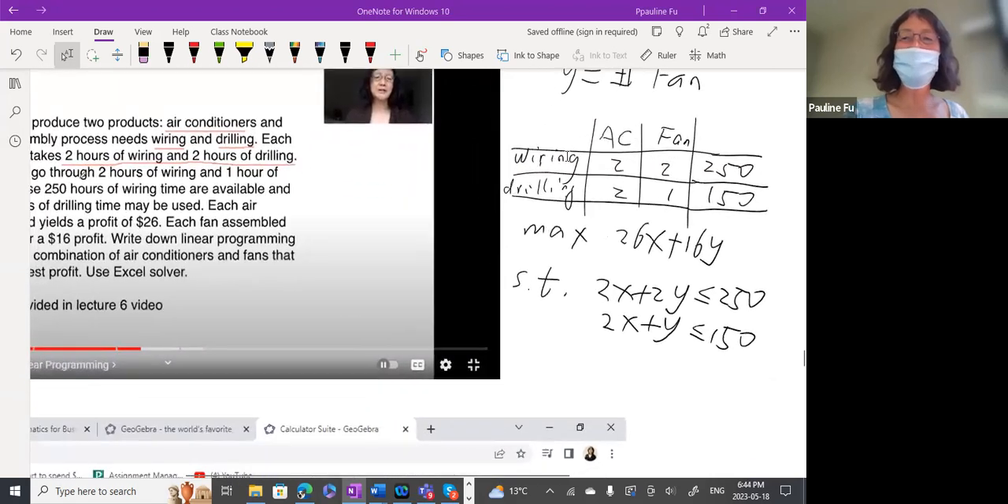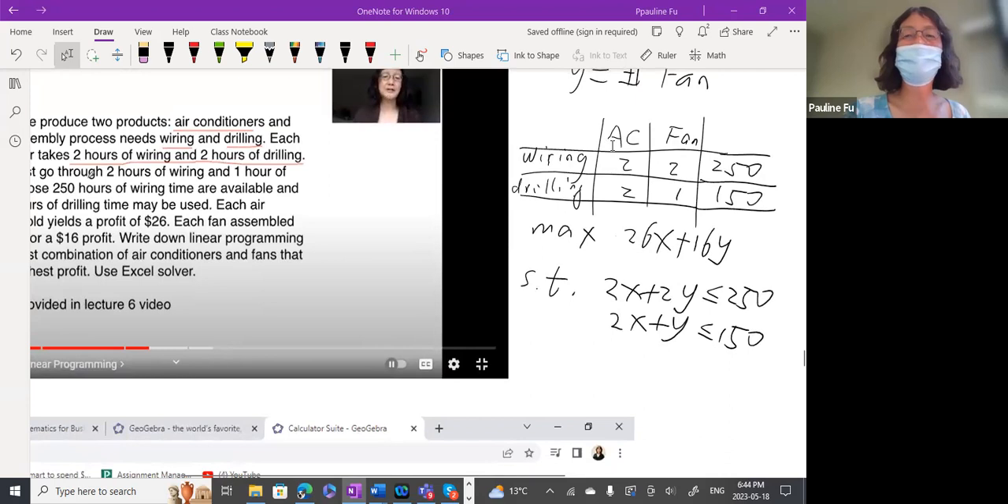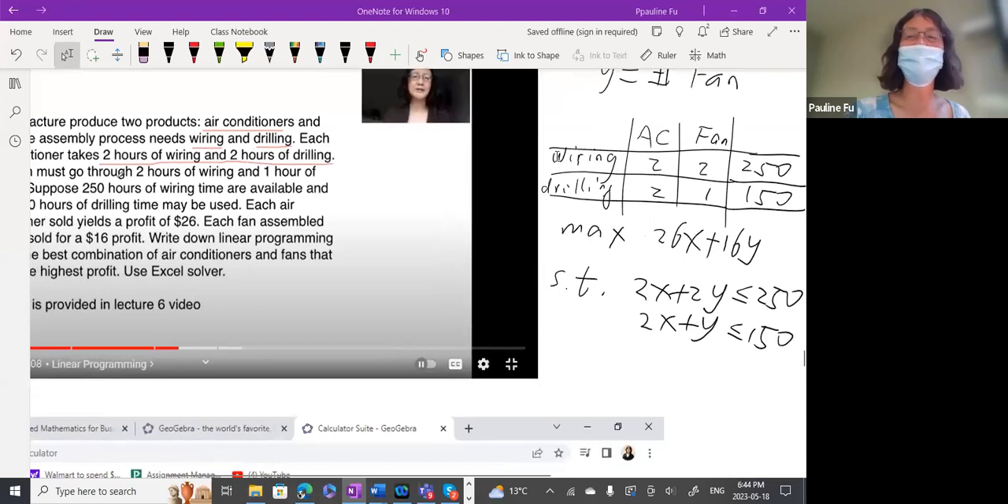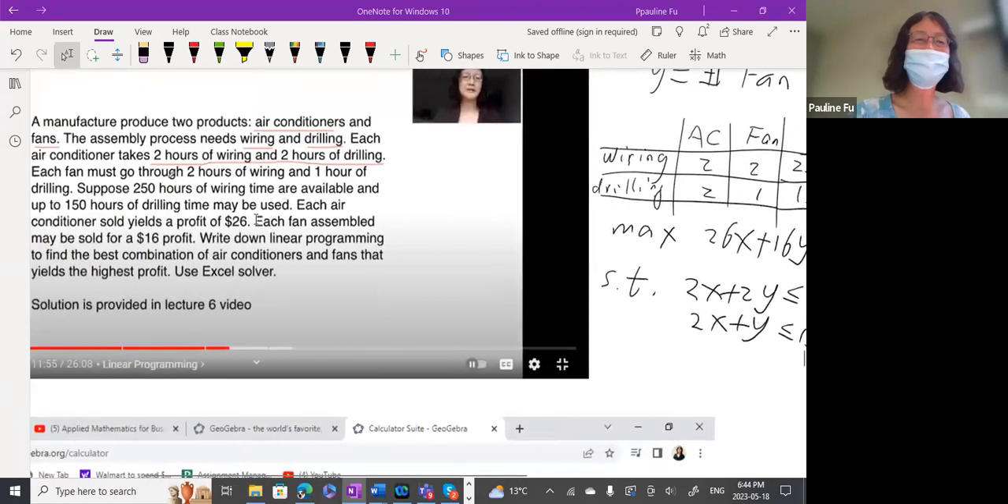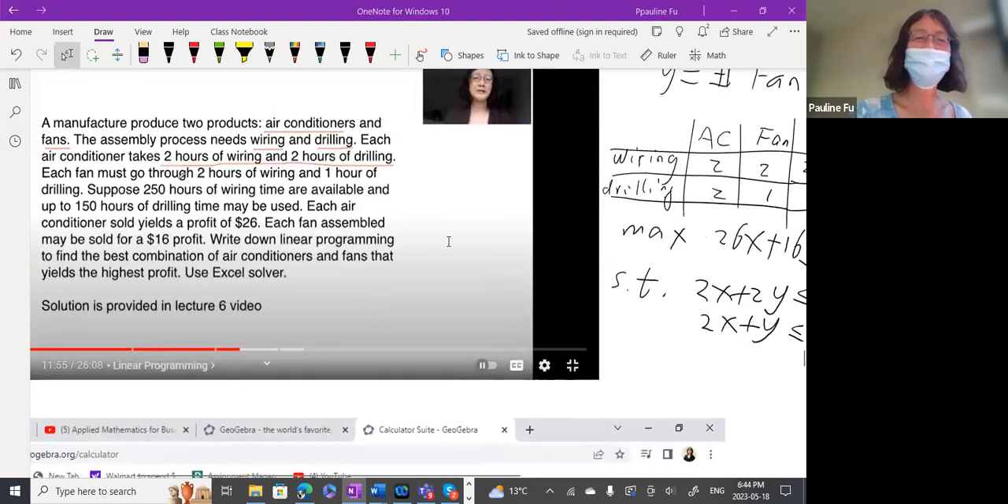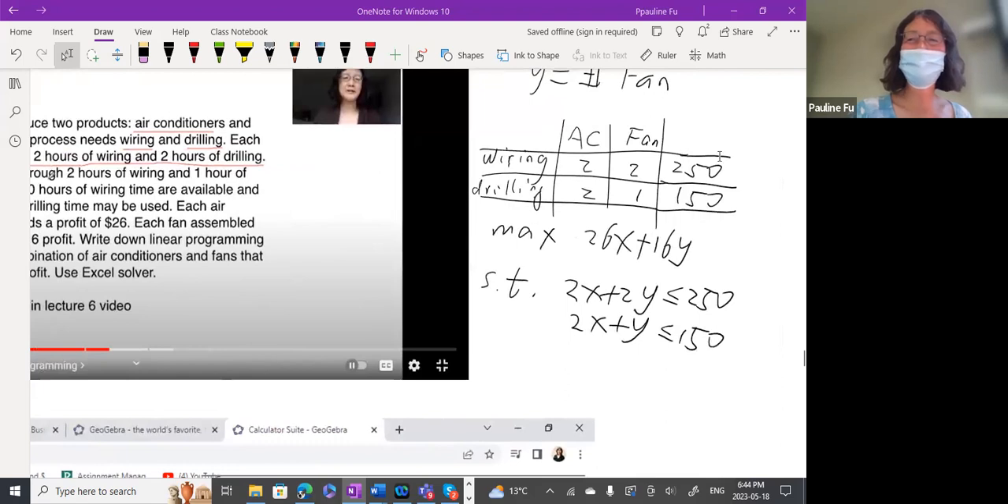And then you make a table like this. We have two products, air conditioner and fan. And we also have two procedures, wiring and drilling. For each air conditioner, you need 2 hours wiring, 2 hours drilling. And for each fan, you need 2 hours wiring and 1 hour drilling. The maximum wiring time is 250. Maximum drilling time is 150.